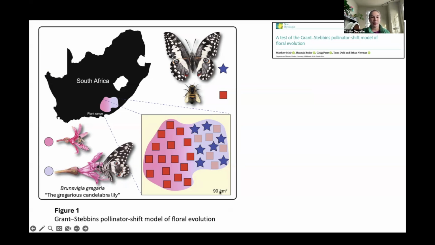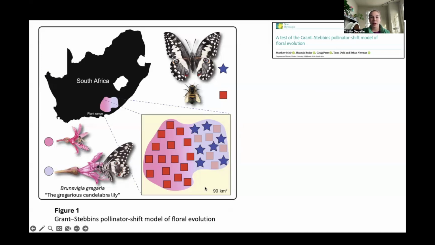And so the idea with this map here, this is the whole plant range. But they say within this conceptual figure caption, this is figure 1, that we have this plant range. These honeybees are present across the entire landscape, so both over here as well as over in this blue area. However, the butterflies are only present in the blue area.